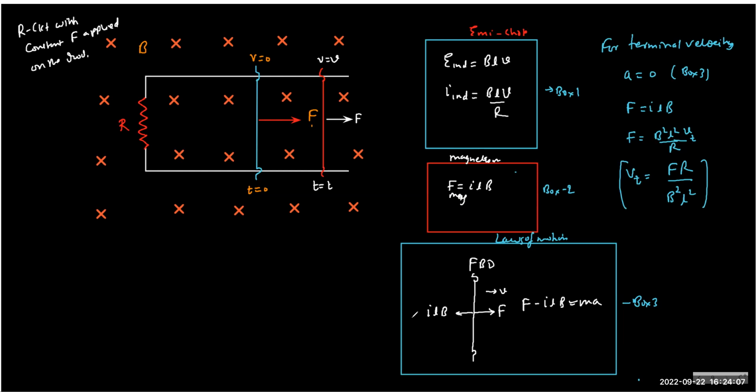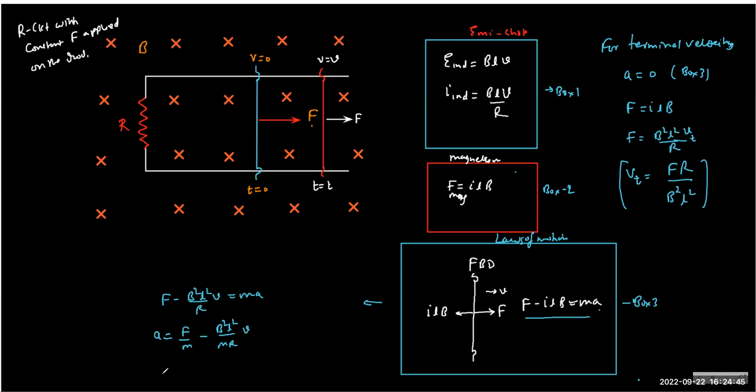But we can go much beyond this. We can go for the velocity as a time function, because we have the laws of motion. So we have A, and because we have A, we can use the kinematical equations. Very good. So this was B square L square V by R equals MA. So A turns out to be F minus B square L square V by R, upon M. Correct?